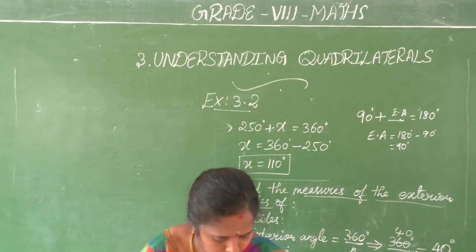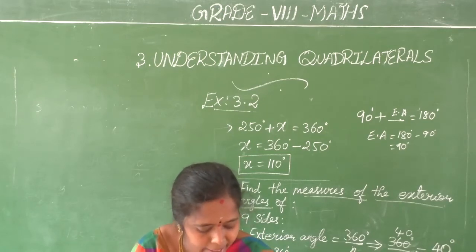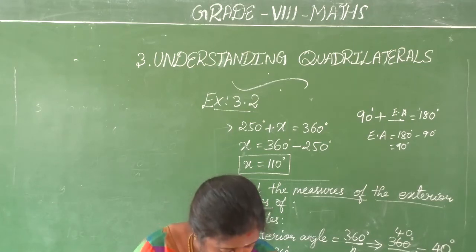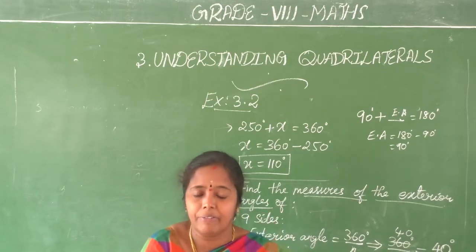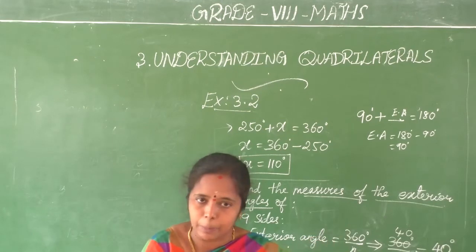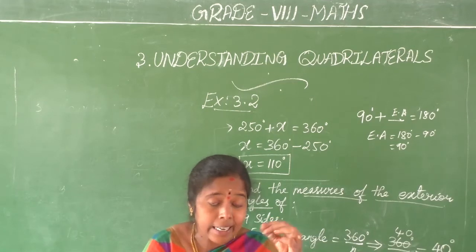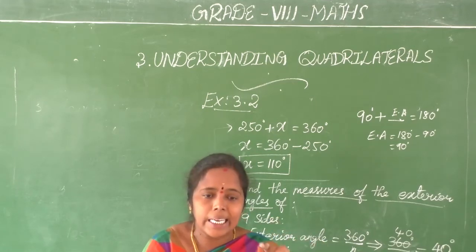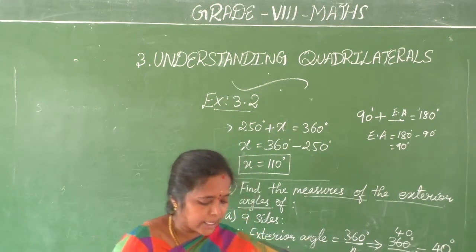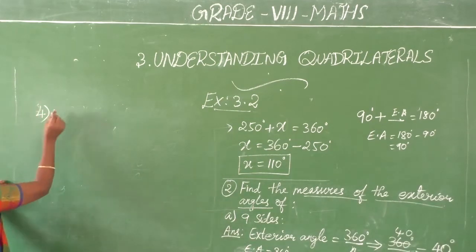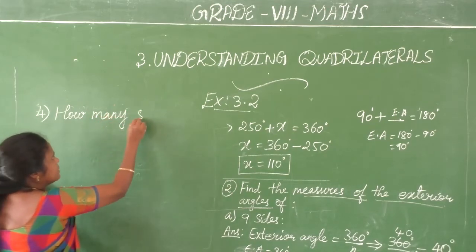See, next, the fourth question. How many sides does a regular polygon have if each of its interior angles is 165 degrees? Just now in the third question we have seen, when the exterior angle is given, how to find the number of sides of the particular polygon. Clear? Here in the fourth question, the interior angle of the polygon is given. Using that, how do you find the number of sides of the particular polygon? Clear? This is the question. Here also the number of sides is what is missing.